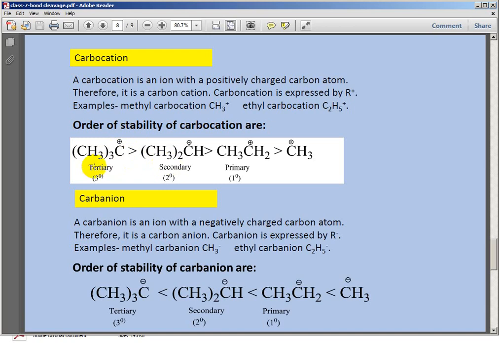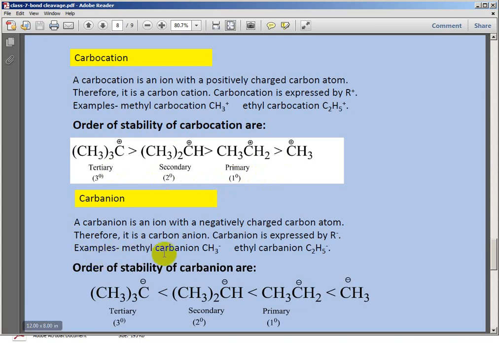Here there are two electron releasing groups, here three electron releasing groups stabilize this one. Since three groups are releasing electrons, the electron density increases and the positive charge decreases. Here two methyl groups donate electrons, so it is more stable than here with one methyl group, and here with no methyl group. So the order of stability is highest in tertiary carbocation, then secondary, then primary.